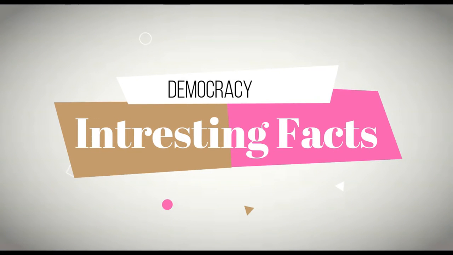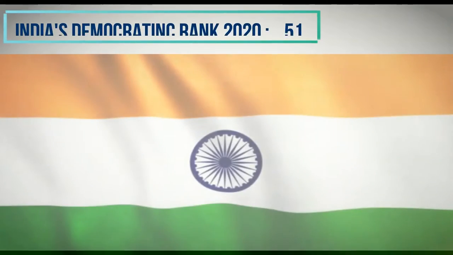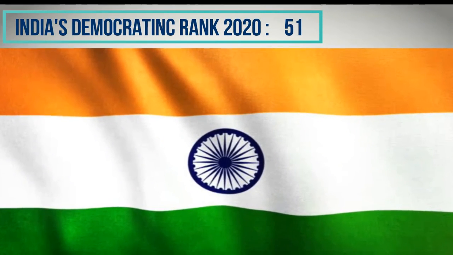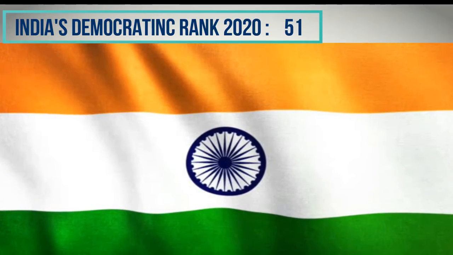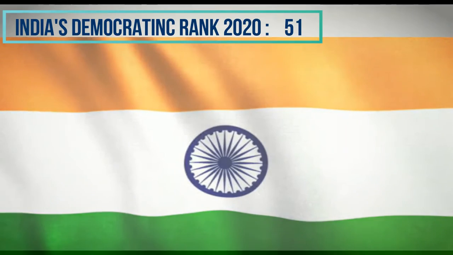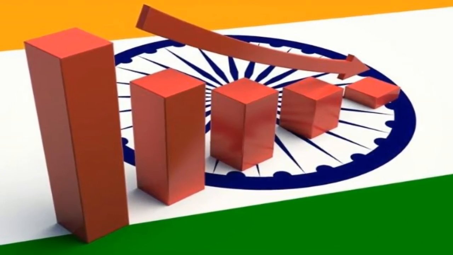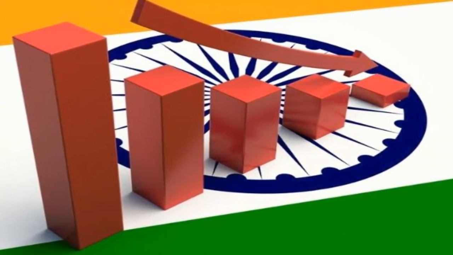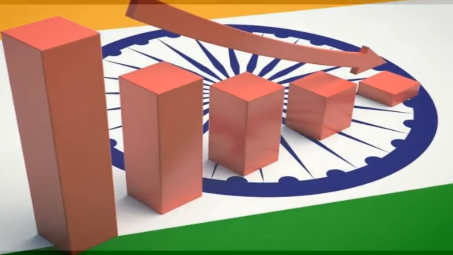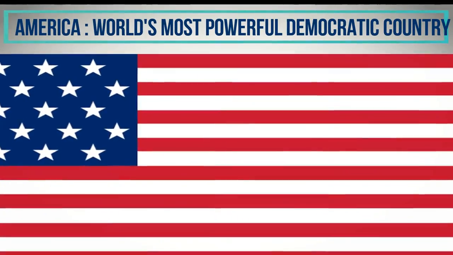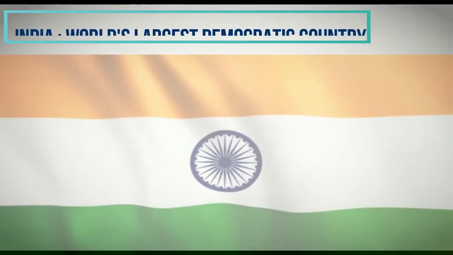A few interesting facts I just want to share with you. In the democratic ranking released recently in 2020, India's rank was 51. Last year our ranking was 41, and this year it is 51, which is quite poor for a country like India. The best country in this ranking was Norway, which held the first position. So you can understand with this ranking that we are going down and down. You can comment below and let me know what the reasons are behind our poor performance in the democratic ranking this year. One more thing I want to share with you is that America is the most powerful democratic country and India is the world's largest democratic country.